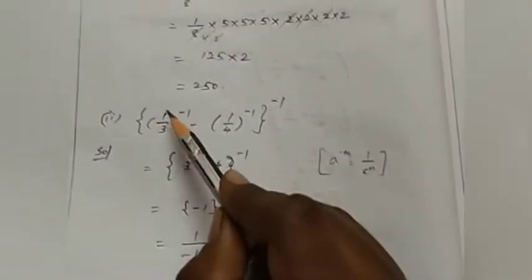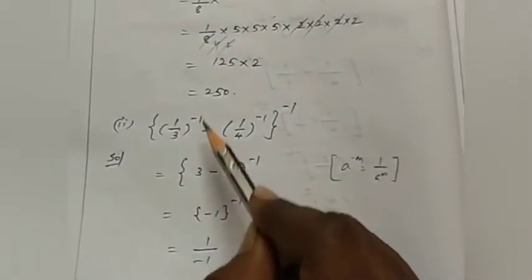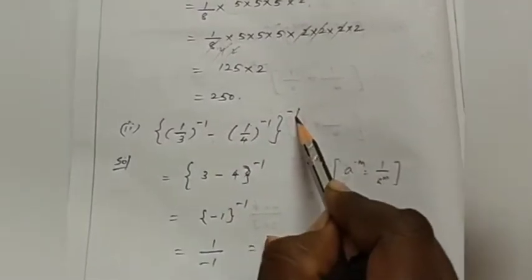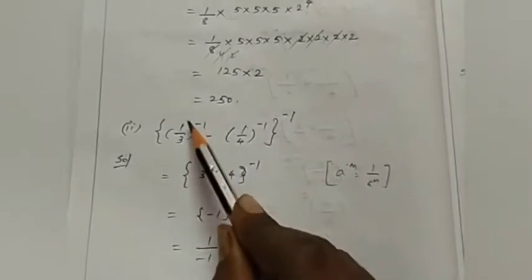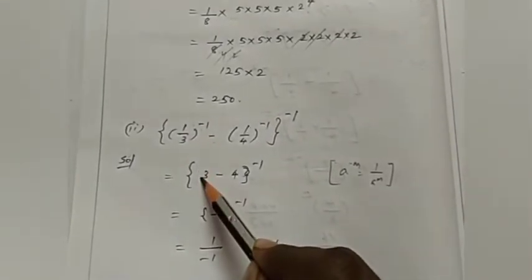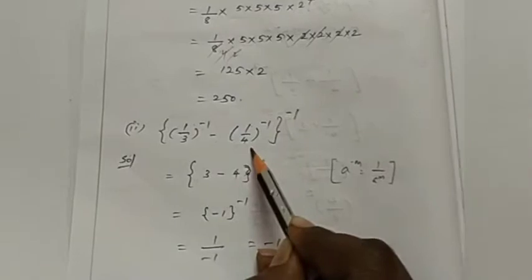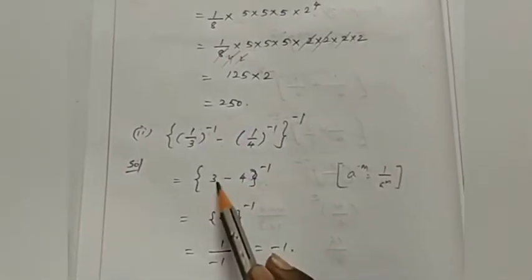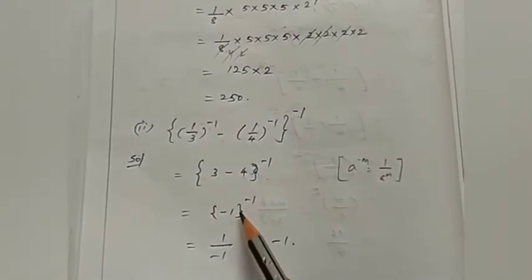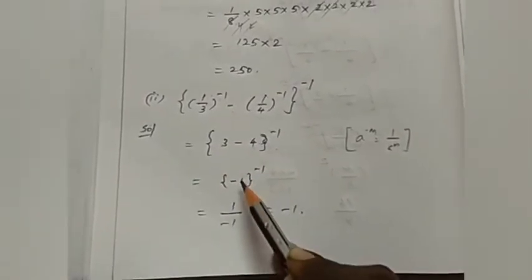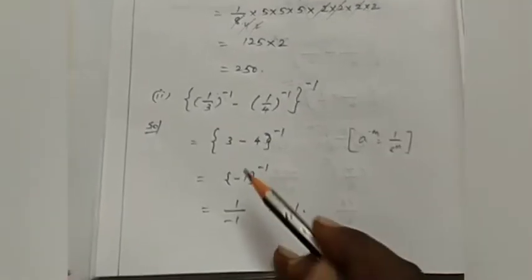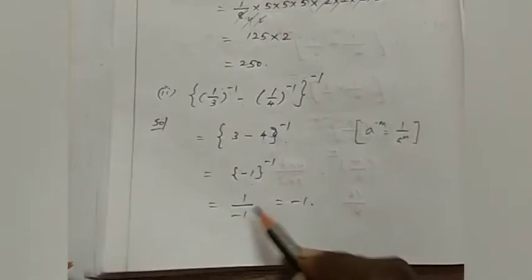So the second question is (1 by 3) the whole power minus 1, minus (1 by 4) the whole power minus 1, the whole power minus 1. So evaluate. (1 by 3) the whole power minus 1 is equal to 3, minus (1 by 4) the whole power minus 1 is equal to 4, the whole power minus 1. So 3 minus 4 is equal to minus 1. Minus 1 the whole power minus 1. So a power minus m is equal to 1 divided by a power m. So 1 divided by minus 1 is equal to minus 1, is the answer.